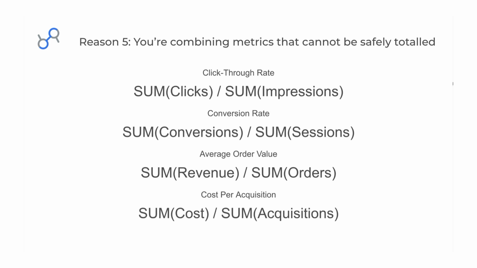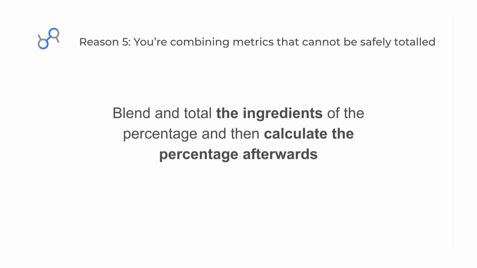The same logic applies elsewhere. For conversion rate, use total conversions divided by total sessions, or whichever denominator is correct for your definition. For average order value, use total revenue divided by total orders. For cost per acquisition, use total cost divided by total acquisitions. A simple rule is this: blend and total the ingredients of the percentage and then calculate the percentage afterwards. Don't assume that a percentage can be summed or averaged like an ordinary number.